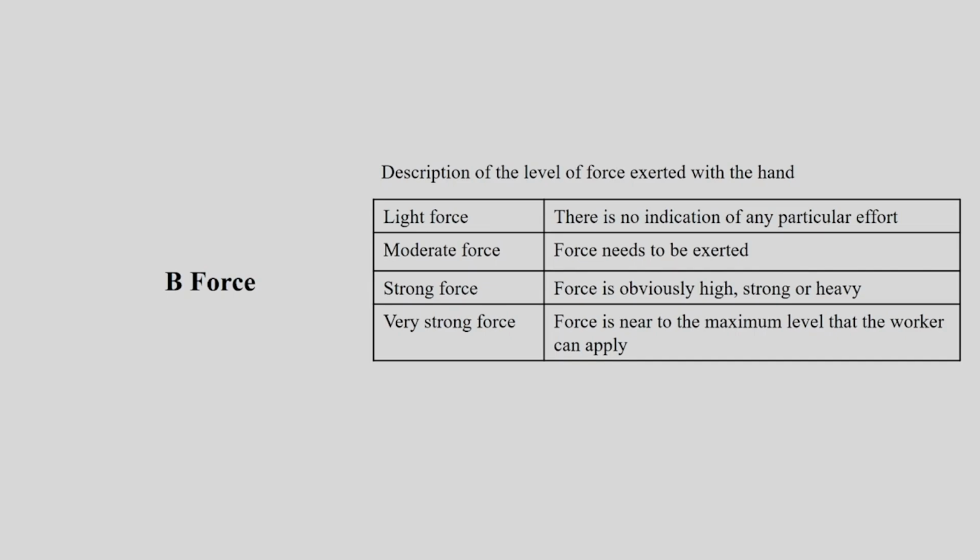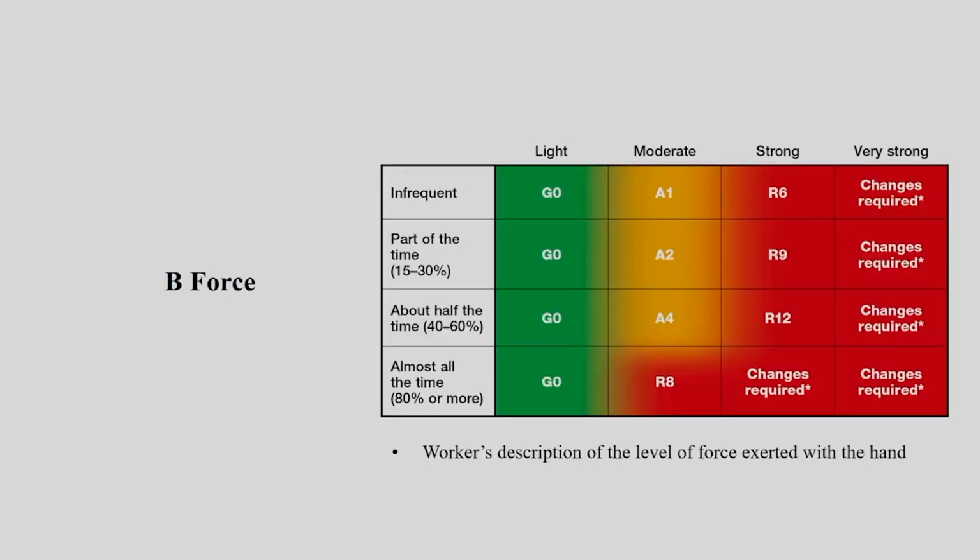Strong force is obviously high, strong or heavy, and very strong is force near the maximum level that the worker can apply. So you can have the color and the values. If we are talking about infrequent, then it is G0, moderate is green, and then it is a combination. So, the workers' description of the level of force exerted with a particular hand.